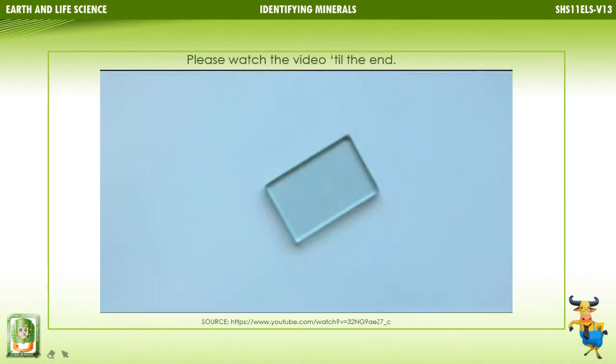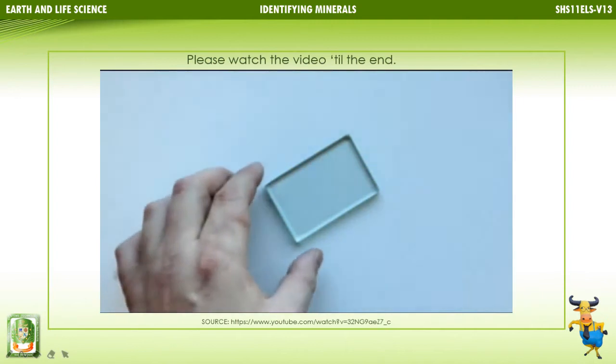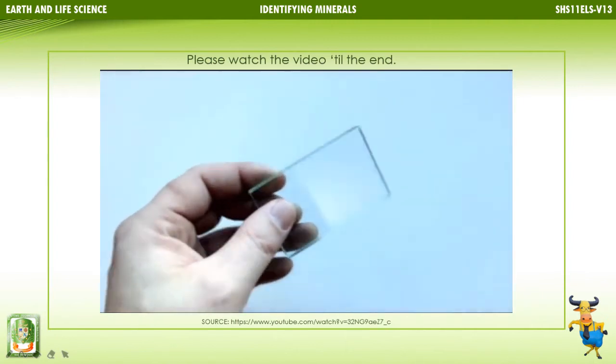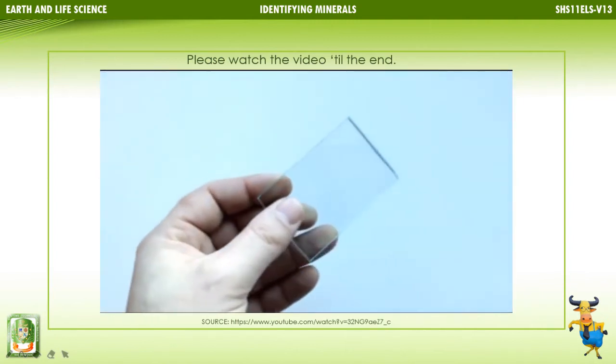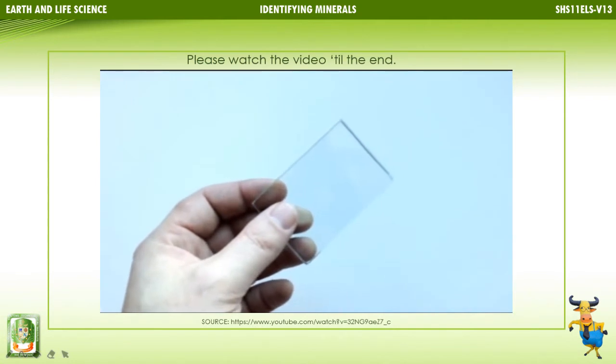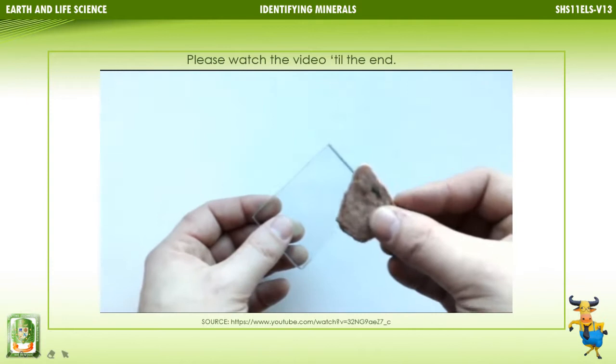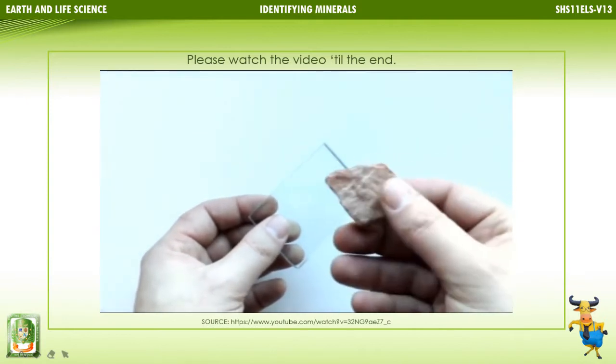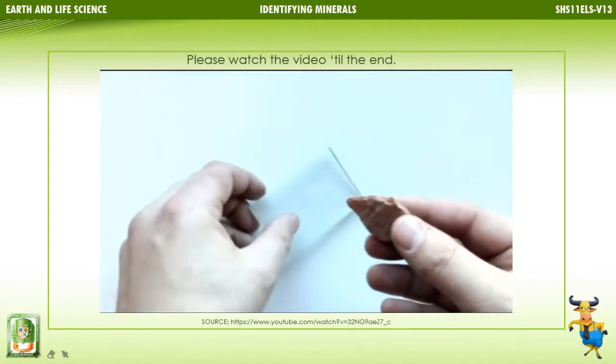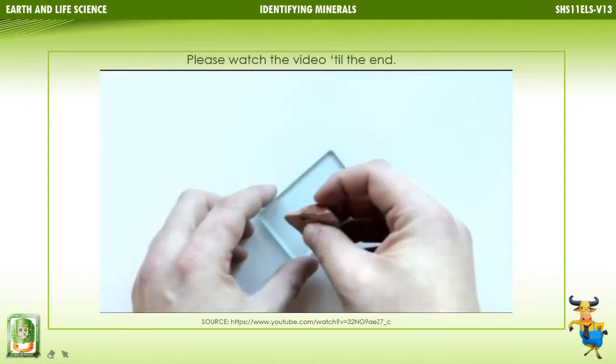So how do we measure the hardness of a mineral? Well, in order to do this, we need a piece of glass. Now, glass has a hardness of 5.5. It falls in the middle of the Mohs hardness scale. And I will take a mineral sample. This is a piece of potassium feldspar, and I will try and scratch the glass with the feldspar.